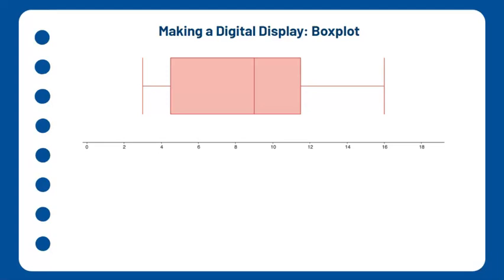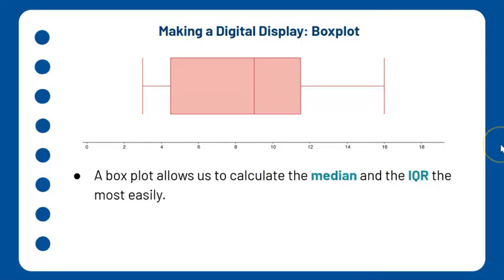Here's a box plot for the library dataset. As we learned in previous lessons, a box plot provides a substantial amount of information about a dataset. A box plot often allows us to calculate the median as well as the IQR the most easily compared to a dot plot and a histogram. However, it is difficult to determine the values of Q1 and Q3 using this box plot. For this reason, it's helpful to know how to use technology to calculate statistics using other methods.